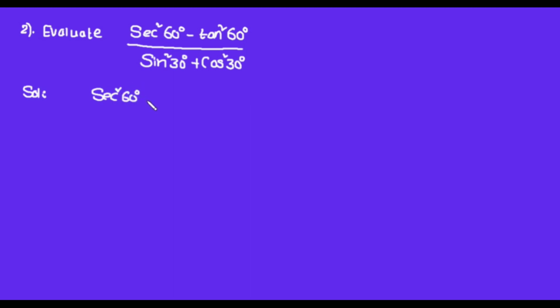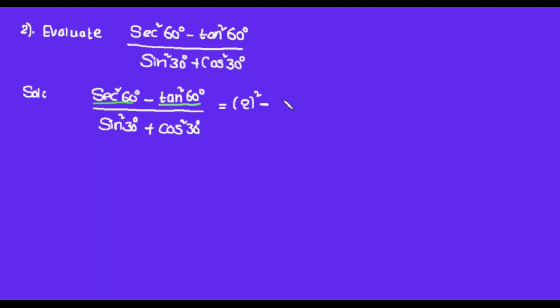Problem number 2. Evaluate secant square 60 degrees minus tan square 60 degrees divided by sin square 30 degrees plus cos square 30 degrees. On substituting the values of secant 60, tan 60 degrees, sin 30 degrees, cos 30 degrees in the given problem, we will get 2 square minus root 3 whole square divided by 1 by 2 whole square plus root 3 by 2 whole square.